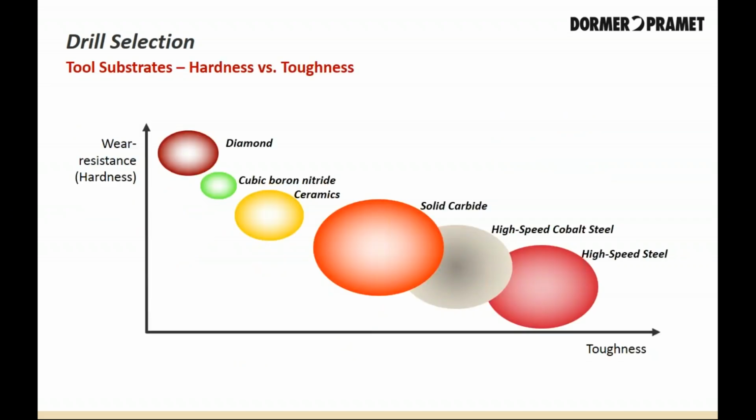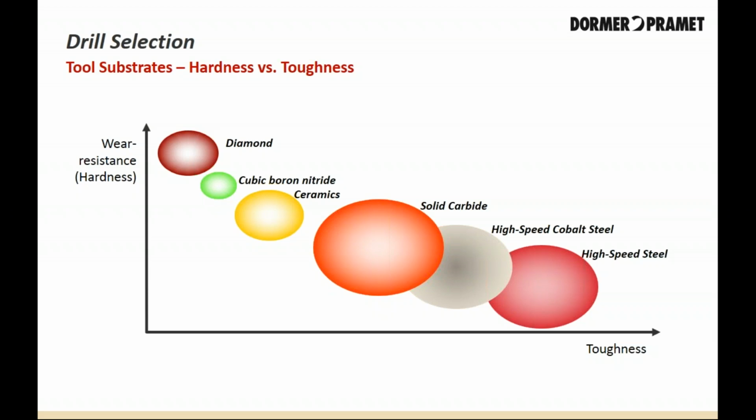This graph illustrates the tool materials and where they are positioned in terms of hardness and toughness. The harder the tool substrate, the more resistant the drill will be, resulting in longer tool life. The downside is the harder the tool substrate, the more brittle it is. The harder substrates are more likely to fracture or break when applied in adverse conditions.